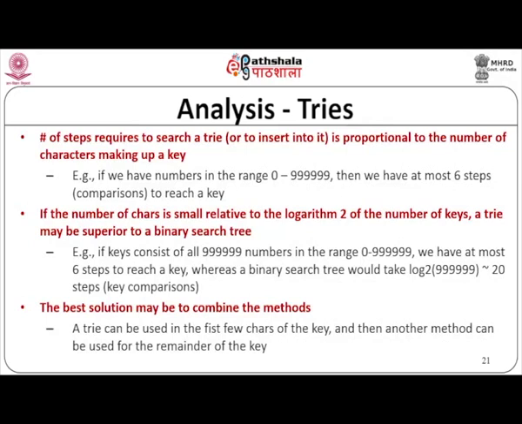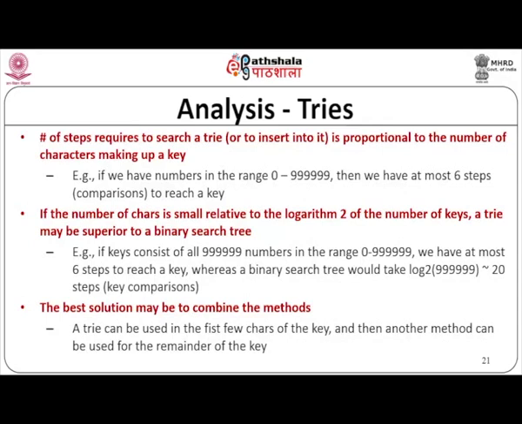If we have numbers in the range 0 to 99999, we have at most 6 steps to reach a key, that is all. Remember, the multi-way pathing ensures this. If the number of characters is small relative to log base 2 of the number of keys, a trie may be superior to a binary search tree also. It depends on the characteristics of the key and the number of prefixes that exist. So, for 99999 numbers in the range 0 to that, we have at most 6 steps to reach a key, whereas the binary search would take approximately 20 steps.